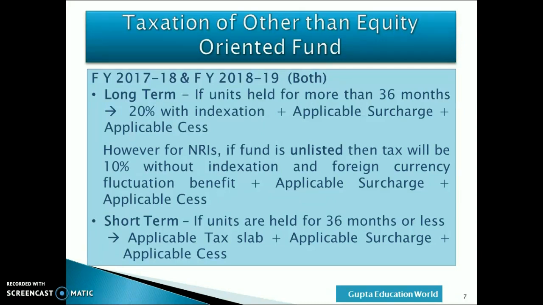However, for NRI individuals, if the fund is unlisted, then tax will be 10% without indexation benefit and foreign currency fluctuation benefit plus applicable surcharge plus applicable cess. But if the fund is held for less than 36 months, then the tax rate will be the applicable tax slab as explained to you in the previous slide plus applicable surcharge plus applicable cess.